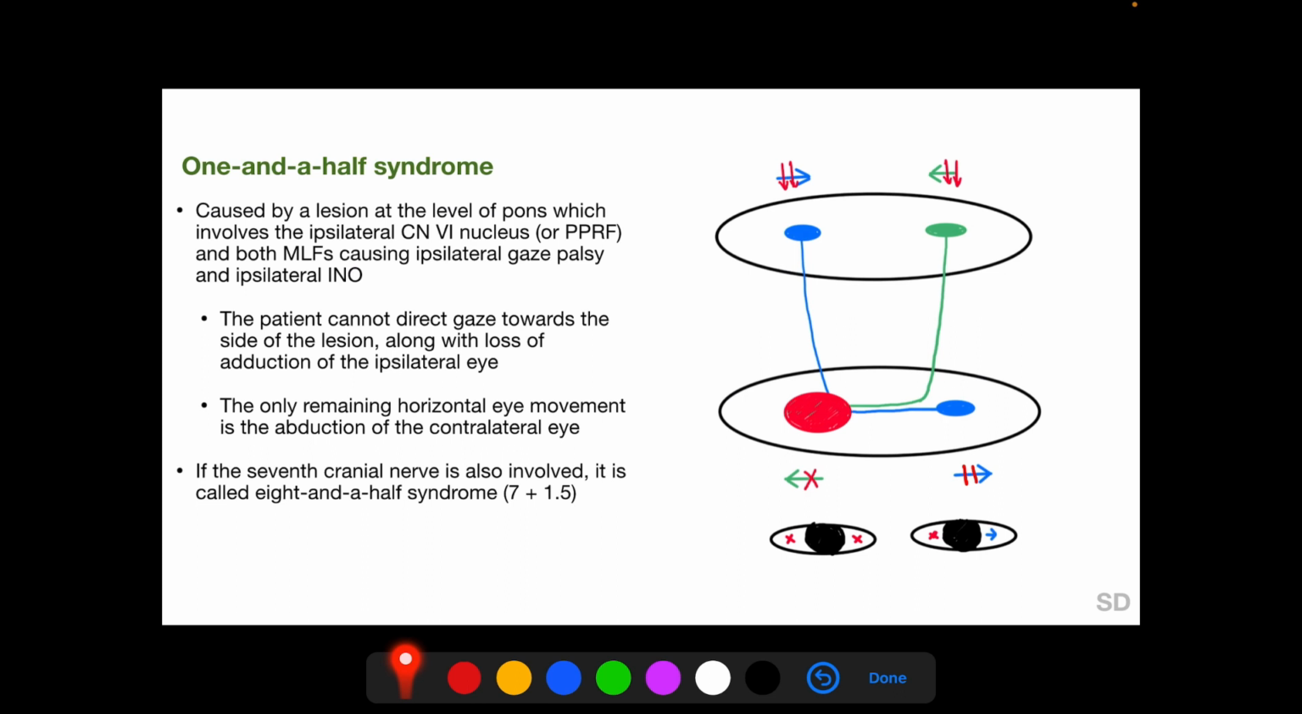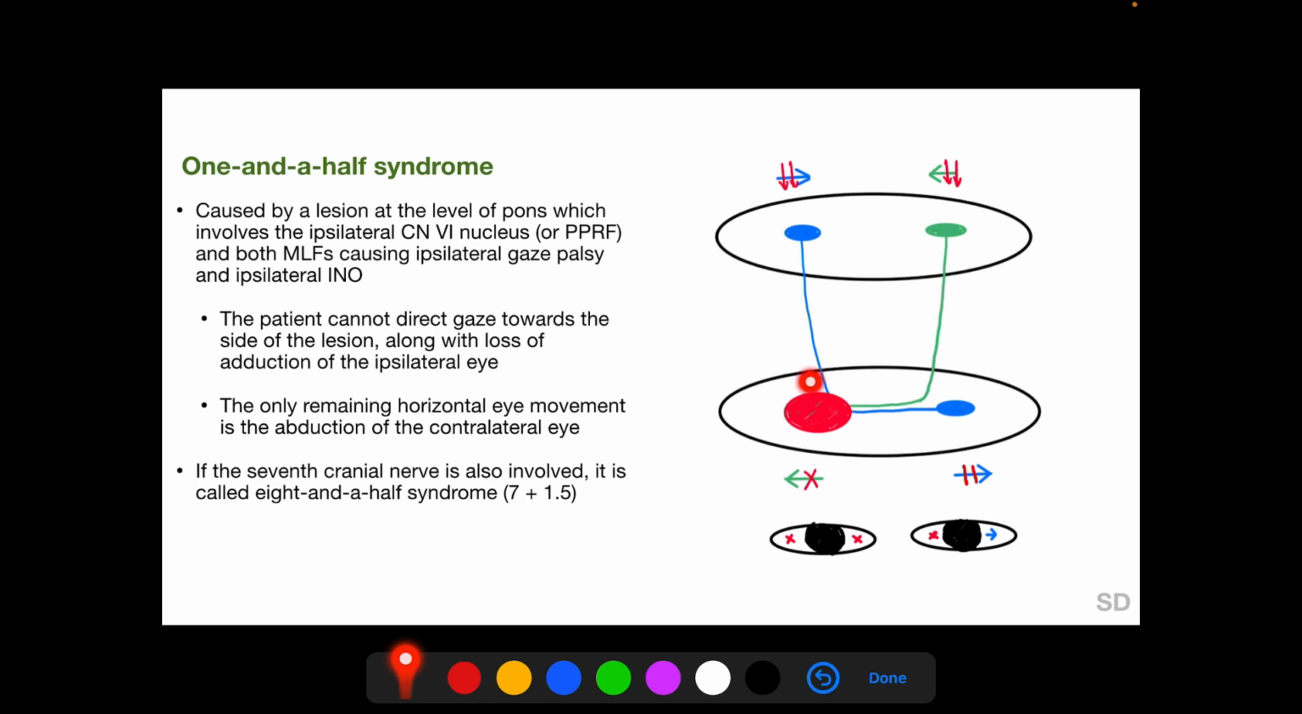In 1.5 syndrome, there is a lesion in the pons which involves three structures. It involves the ipsilesional nucleus of cranial nerve 6, it involves the contralesional MLF arising from the ipsilesional nucleus of CN6, and it also involves the ipsilesional MLF which arises from the contralesional nucleus of CN6, crosses over and passes through the lesion.